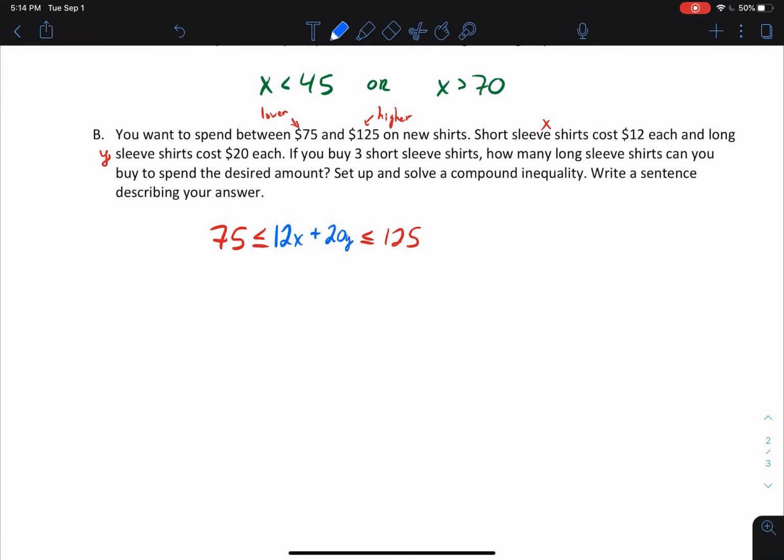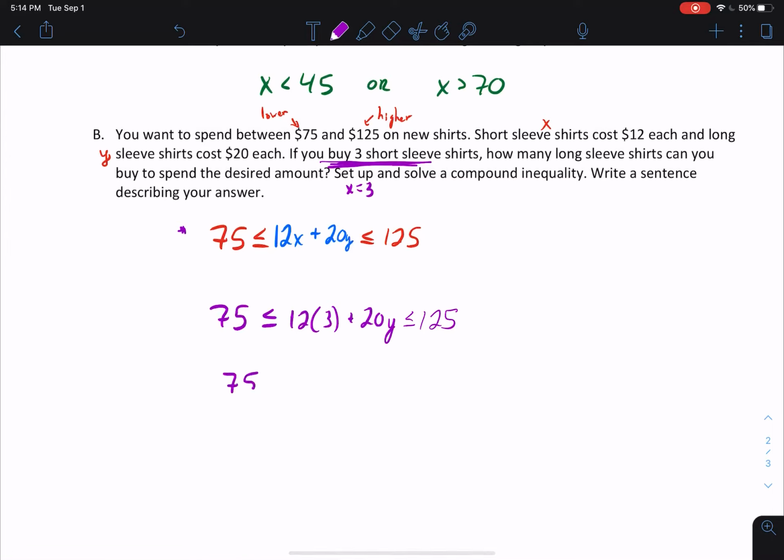But I'm telling you as well, you buy 3 short sleeve shirts. So x is going to equal 3. So I'm going to set this up now, because how are we supposed to solve this original compound inequality when we have 2 different variables? You know what I mean? So we're going to substitute in 3 for x. And now we can solve this. 12 times 3, that's 36. So 75 is less than or equal to 36 plus 20y, which is less than or equal to 125.